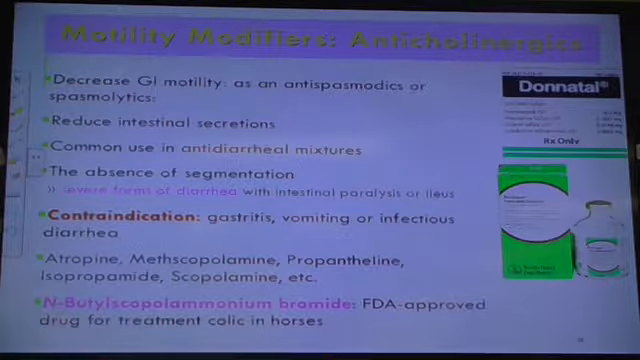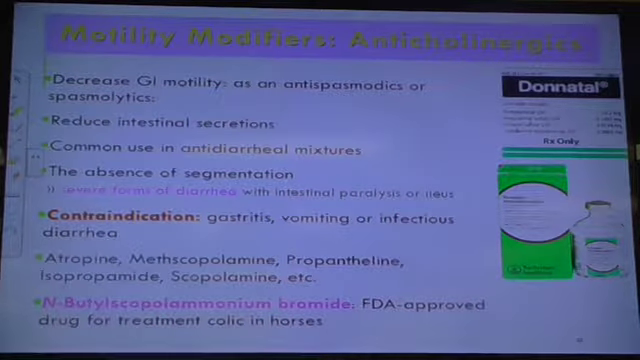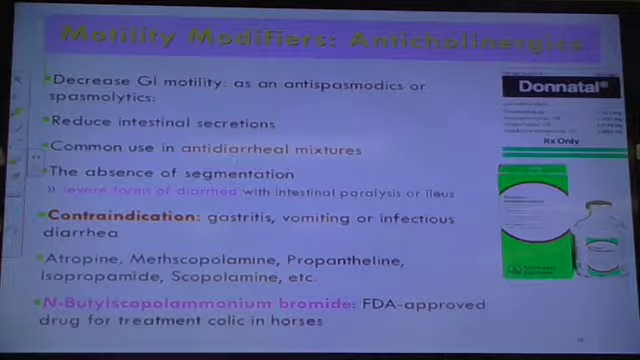What this drug does is decrease the GI motility. So in case of hypermotility in horses, we call these antispasmodics or spasmolytics. The drug stops the signal from acetylcholine, so the drug stops the spasm of the GI tract. And it also reduces the secretion of intestinal epithelial cells.